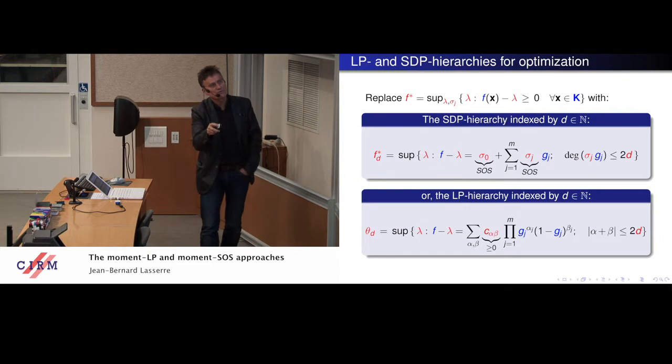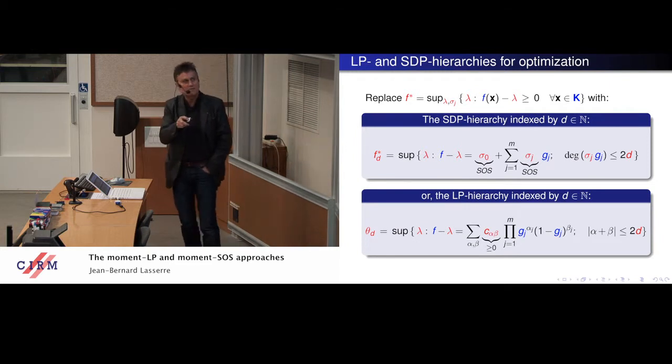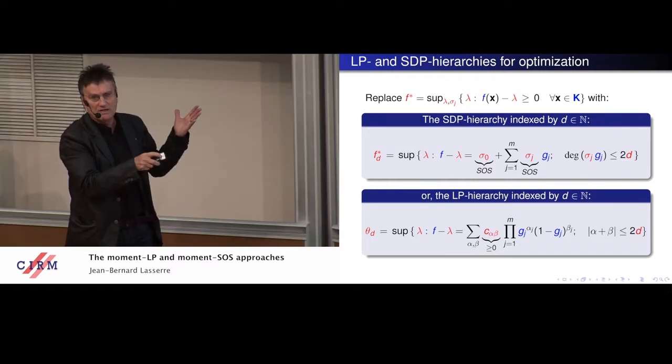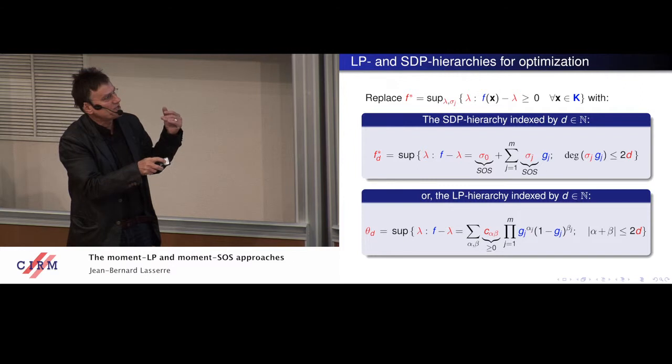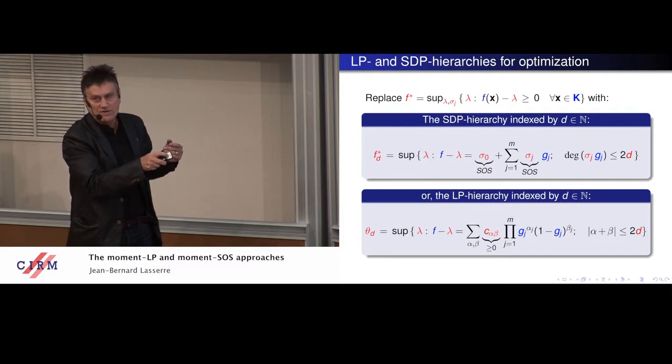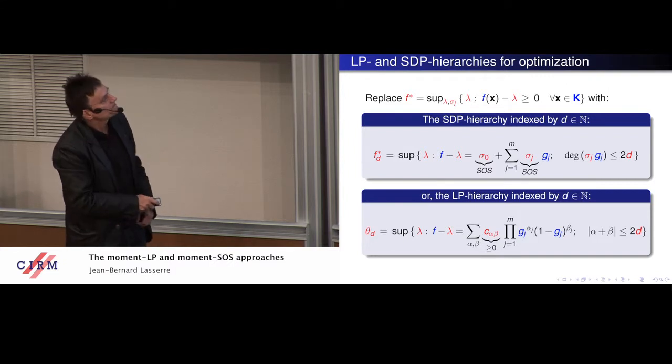So you fix d, you solve this. This is solving an LP now. Well, it's easy to see, because if you say that this polynomial is equal to this one, you expand in the monomial basis, and that will give you linear constraints on the c_alpha_beta, which are the unknowns, right? And then they should be non-negative. It's an LP.